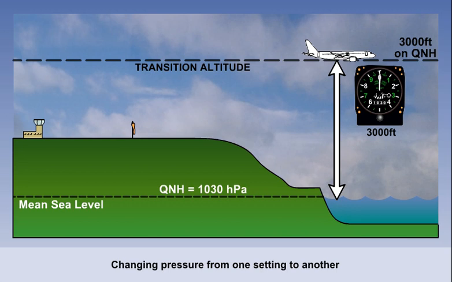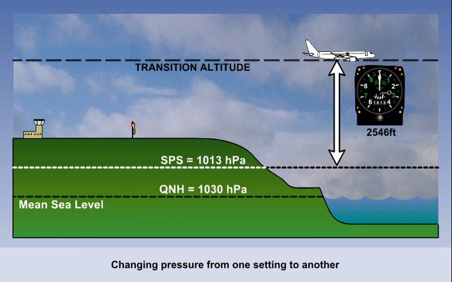Let's say we have an aircraft with the airfield QNH of 1030 set on the subscale, and the aircraft is climbing through the transition altitude of 3,000 feet. The pilot will have to change the subscale to 1013. Notice that as the pilot changes the subscale, he is changing the zero datum point. As a result, the altimeter pointer will show a decrease in altitude as it moves anti-clockwise.